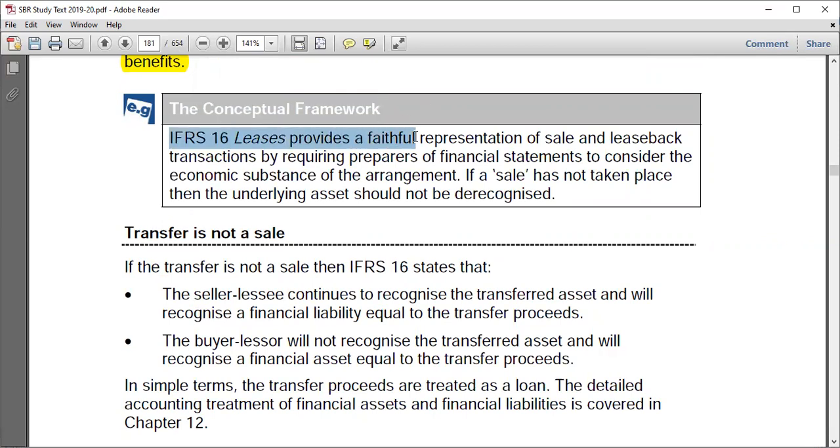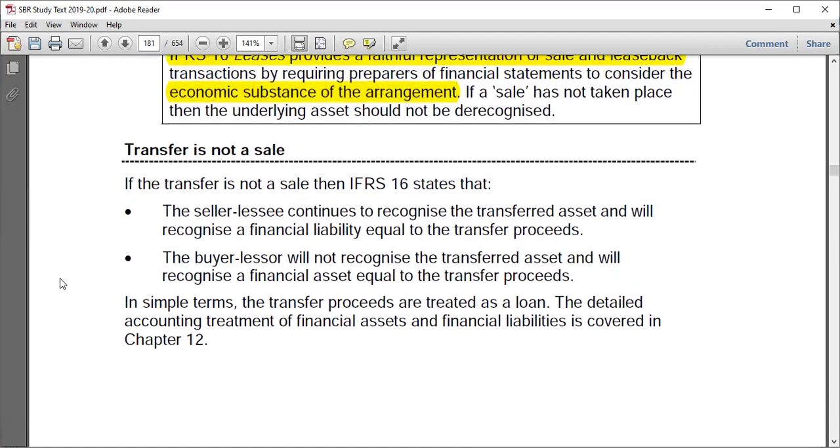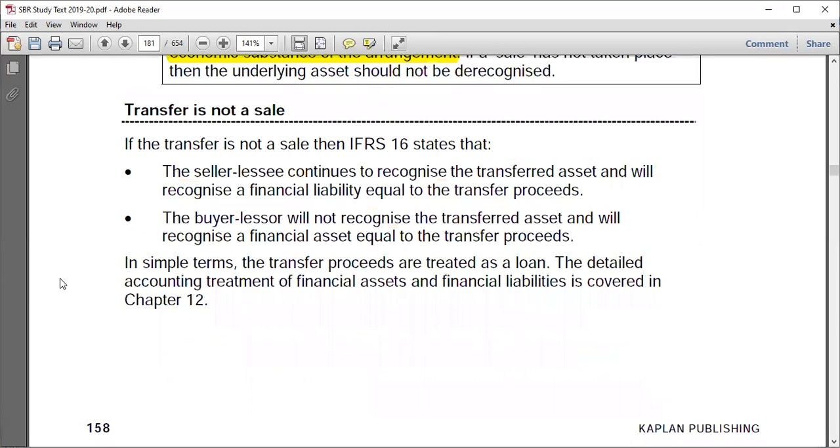IFRS 16 leases provides a faithful representation of sell and leaseback, and it helps in fighting creative accounting practices, right? Because first of all, it is analyzed whether the transfer is a sale or not a sale. Among the parts, it incorporates economic substance, or as we usually say, substance over form. I spoke of that concept before. Substance over form takes on economic reality rather than the legal form. So you have to deal with these two things: whether the transaction is a sale or is not a sale.